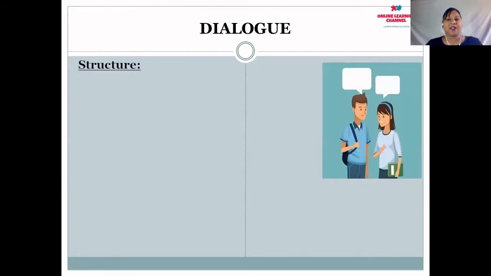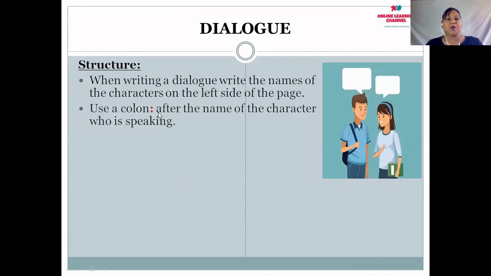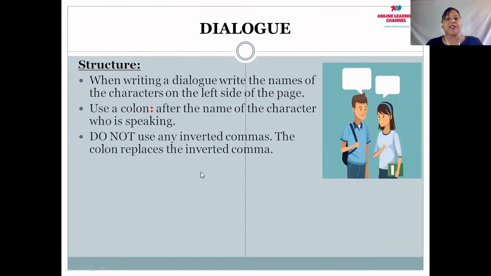The structure of the dialogue is very important. When we write a dialogue, you will write the names of the characters on the left-hand side of the page. You'll use a colon after the name of the character. You can see the colon is these two dots in red. You use that after the name of the character who is speaking. Do not use any inverted commas. The colon replaces the inverted commas in a dialogue. Use a line to indicate each new speaker.